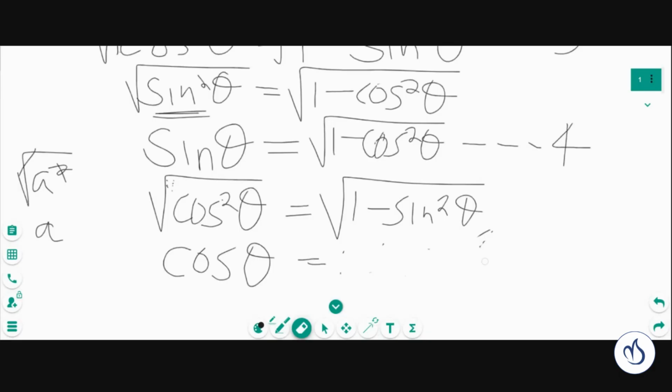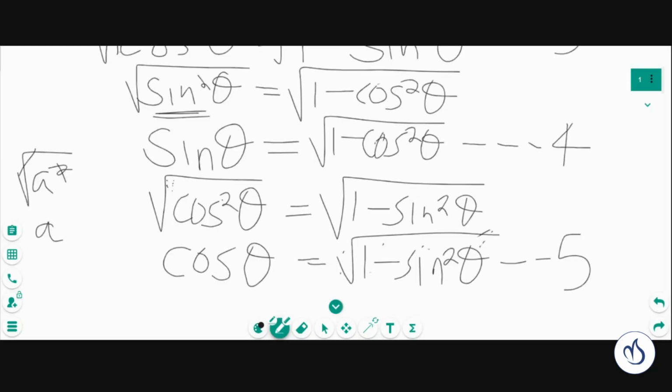So here we shall leave this as the root of 1 minus sine squared theta. This is equation number 5. We said we are going to get very many.